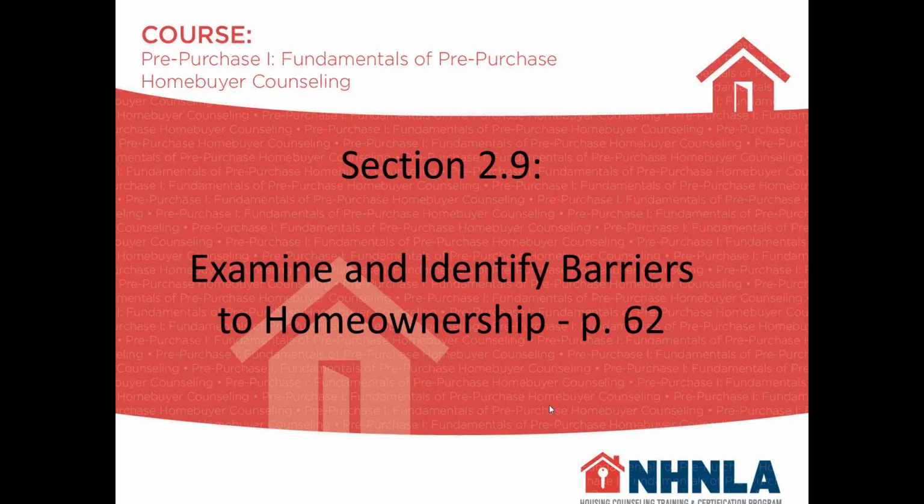We'll be reviewing Section 2.9, which starts on page 62 in your manual, and we'll be going over examining and identifying barriers to homeownership. Essentially, this section will be talking about creating an action plan to help your client overcome those barriers, and a little bit on budgeting and setting up a spending plan.